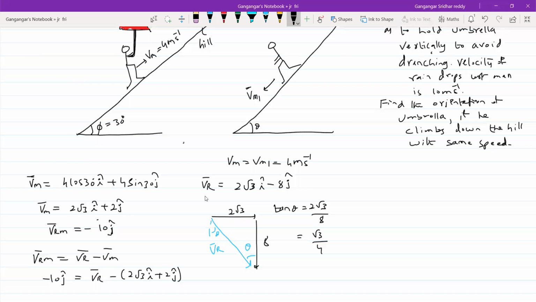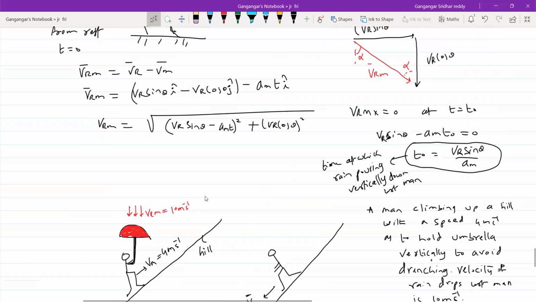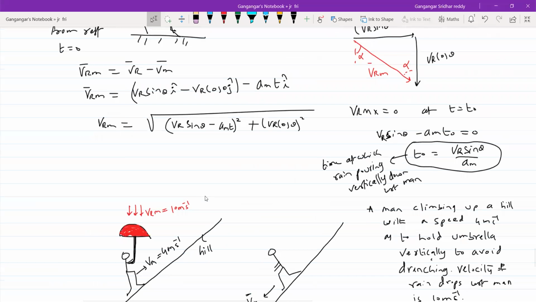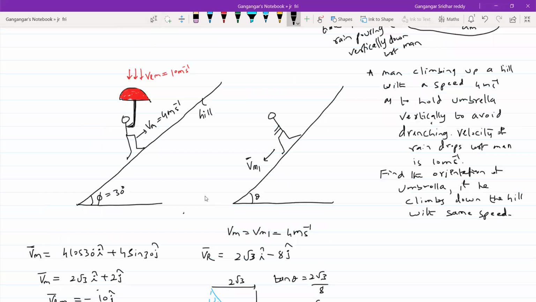So definitely, can we now predict the velocity of rain with respect to ground? Velocity of rain with respect to ground. Yeah, this one. So here it will be like this. This is theta. Now the velocity of rain will not change. If I change the direction of my motion, the velocity of rain will not change. So velocity of rain will be the same thing here.